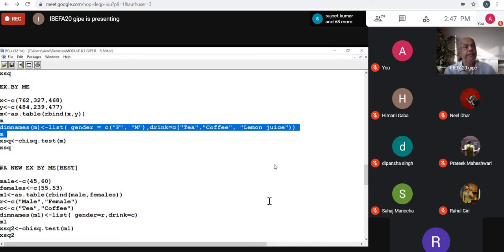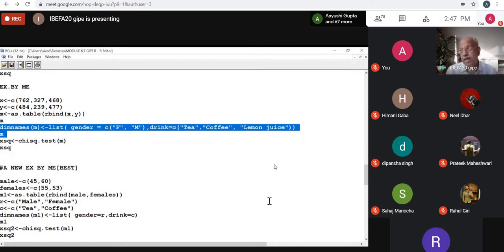So remember, if there are string columns 1, 2, 3, definitely in a survey there will be a title. Always there is a title. Tea, coffee and lemon juice. And who prefers this, male or female, in this example? Or if I give age group, then age group will be my rows. But these two can be given in a list. And as usual, gender string and drink string.